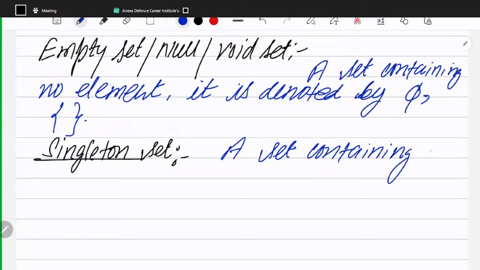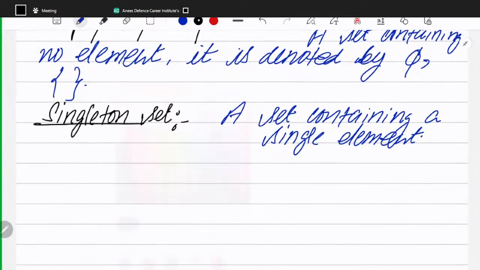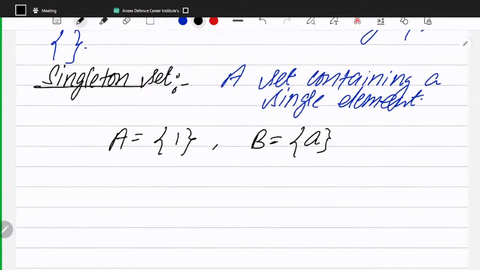A set containing a single element. Example, this one is a singleton set. This is the singleton set. Set having only one element.